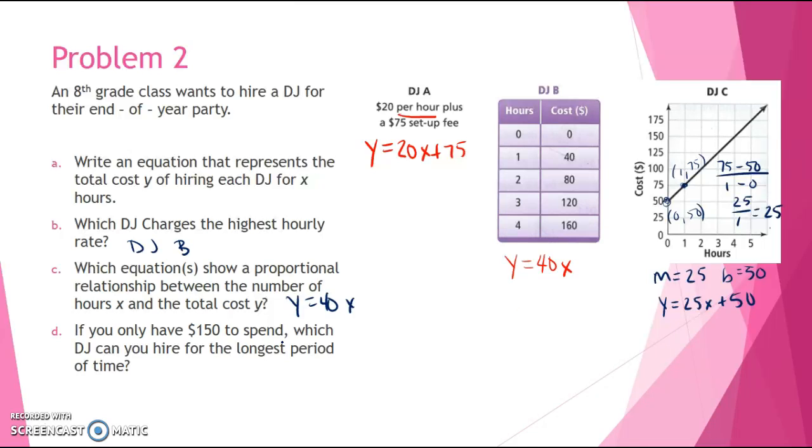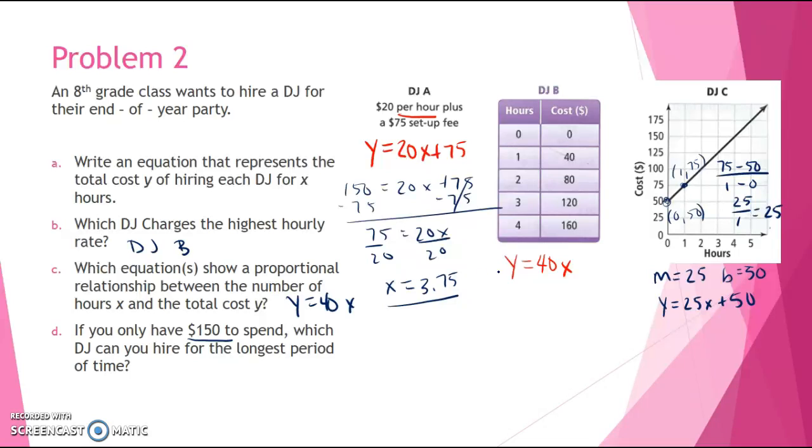Now, if you only have $150 to spend, which DJ can you hire for the longest period of time? Well, my money is my y, so I'm going to take that 150 and plug it in and solve. I'm going to subtract 75 from both sides here. And so then I have 75 equals 20x, and I'm going to divide by 20 so that x equals 3.75. So right now that's what I have for DJA.